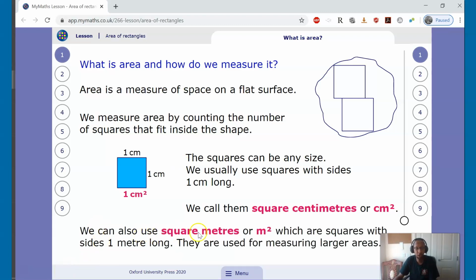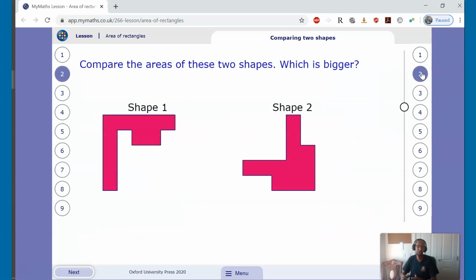We can also use square meters or meters squared, which are squares with sides 1 meter long. They're used for measuring larger areas. Here's an example. Let's look at how we would work out the area of the following two shapes. We have shape 1 on the left hand side and shape 2 on the right hand side. The question is, which one is bigger?